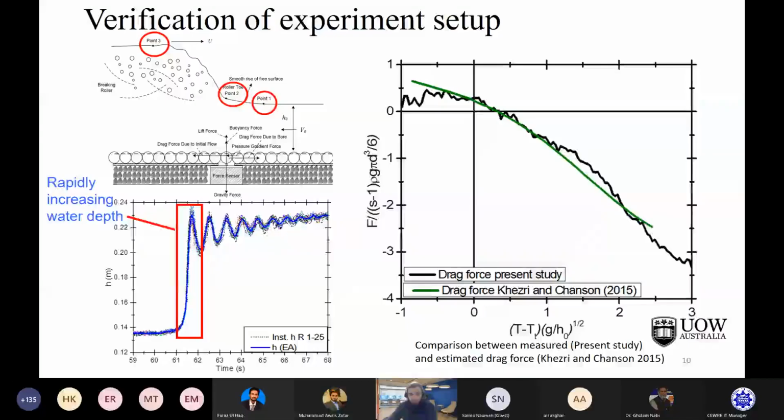So the right graph is showing the comparison between the measured drag force and the drag force estimated by Hizri and Jensen beneath a breaking bore with Froude number 1.4. Both are in very good agreement. So this confirms the applicability of the sensitive force sensor in extremely turbulent flow.